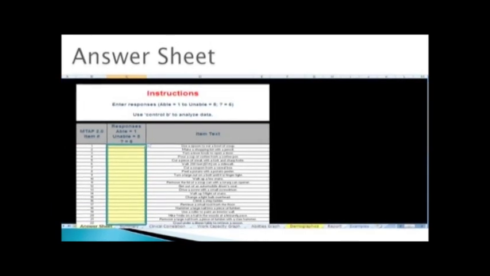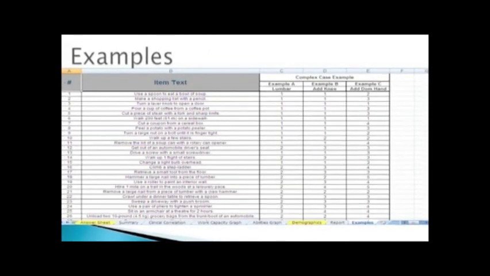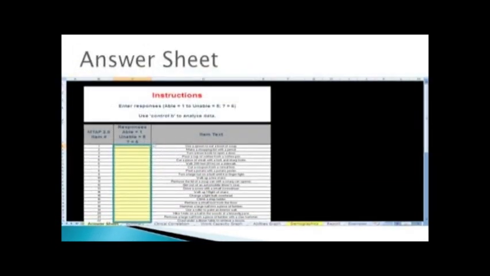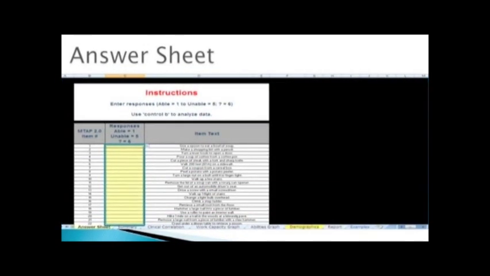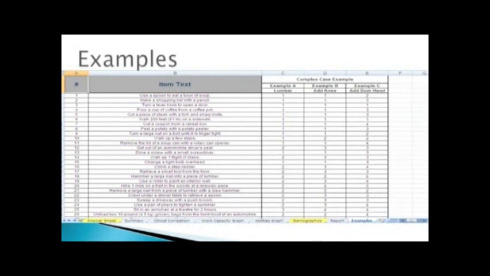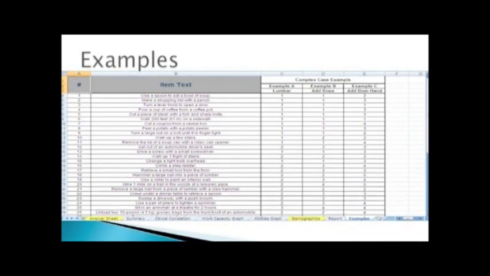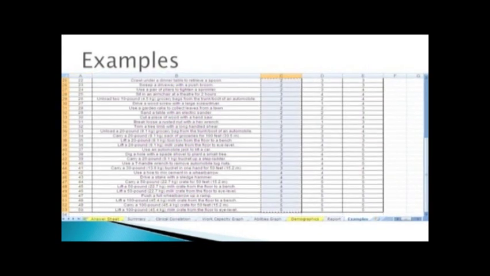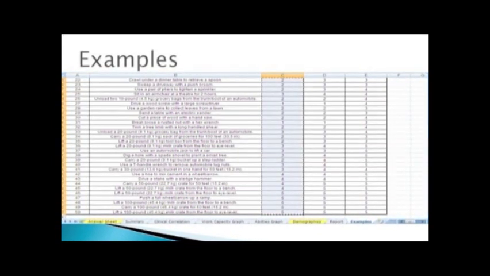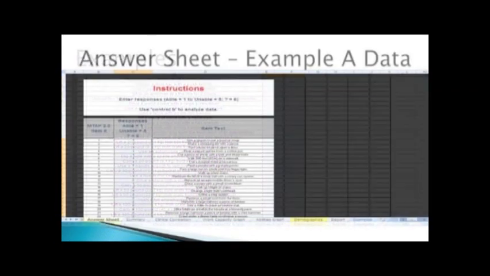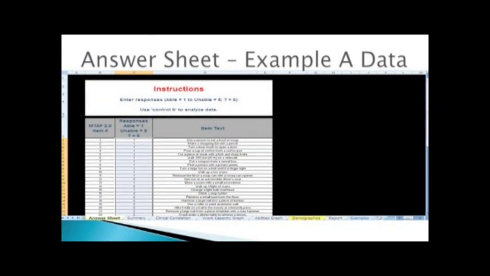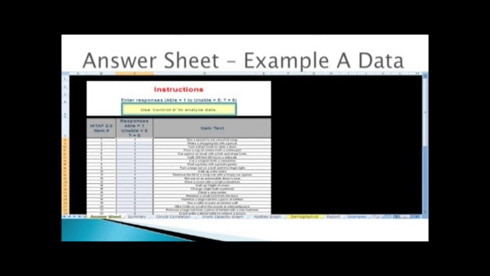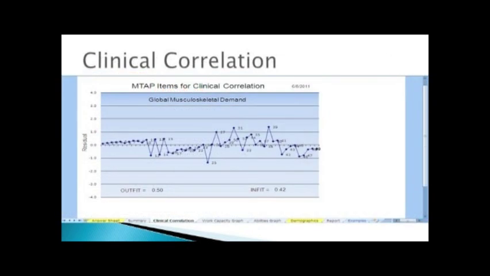Rather than enter data one by one, we're going to copy data from the Examples tab and paste it into this answer sheet. So go to the Examples tab now and select the Example A data. Begin with item 1 and go down through item 50. Copy, and then go over to the answer sheet and paste. Once the data have been pasted into the answer sheet, press Ctrl B to analyze the data. This will take you immediately to the Clinical Correlation tab.